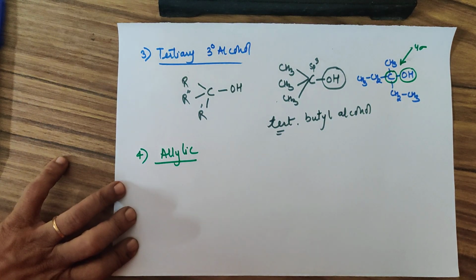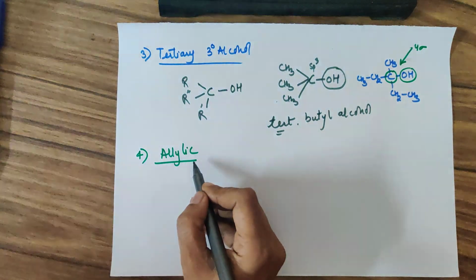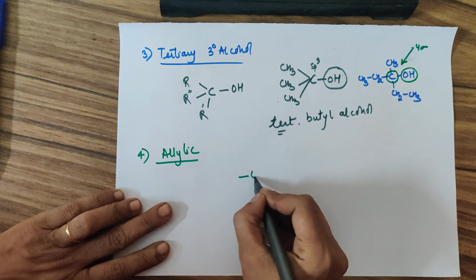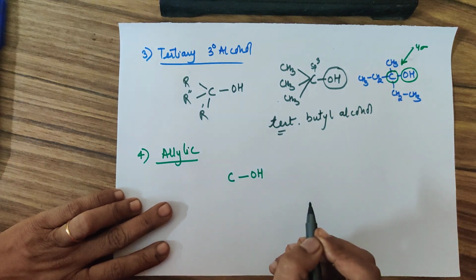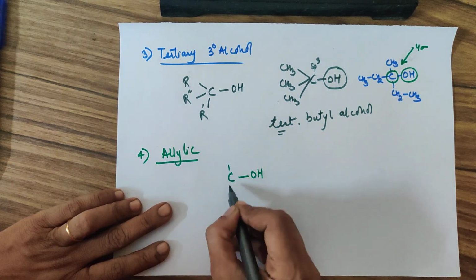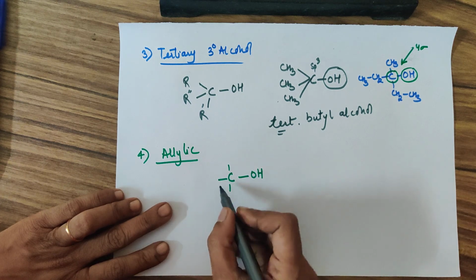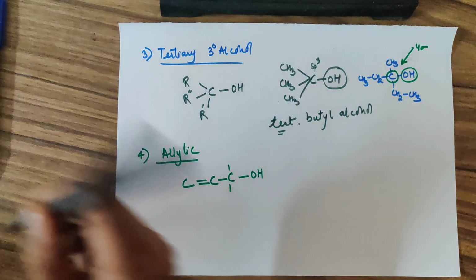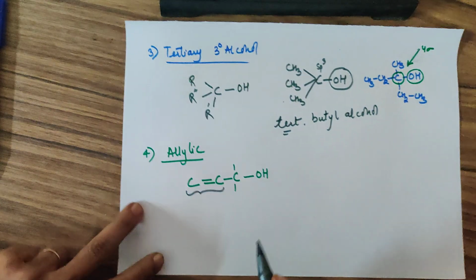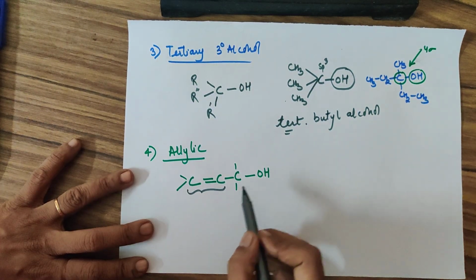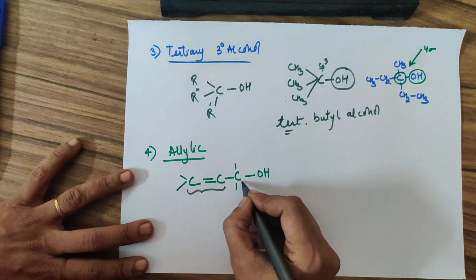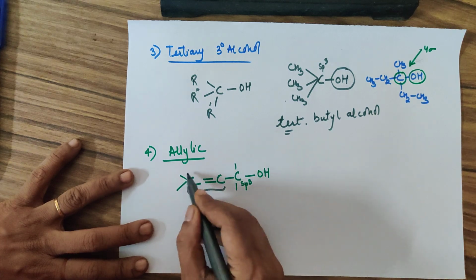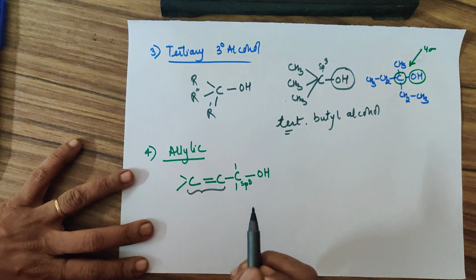The fourth category is called an allylic alcohol. Now what is this? In an allylic alcohol, the OH group is attached to a carbon which is sp3. It means it has 4 bonds, but there has to be a double bond unit attached to this particular carbon. So when you have an OH attached to a carbon, as you can see, this is sp3 and this sp3 carbon is attached to a double bond unit, we call it an allylic alcohol.